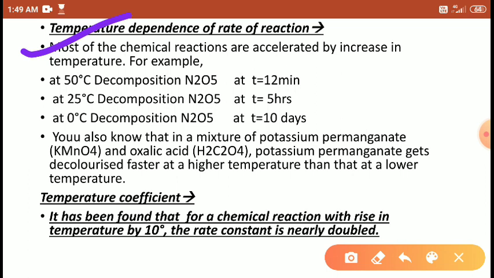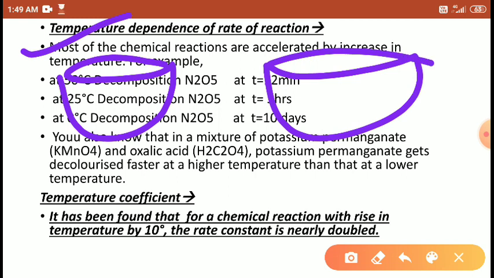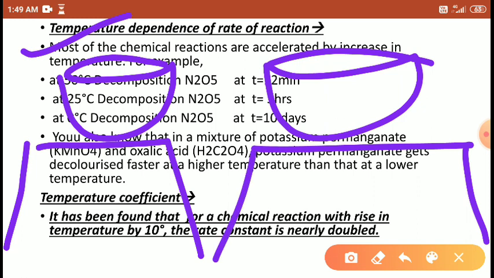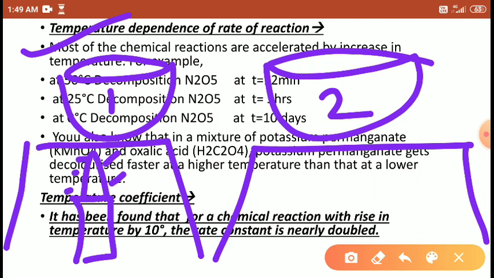Most of the chemical reactions are accelerated by increased temperature. It means, students, that temperature increases the rate of chemical reactions. For example, if you are cooking food with the same ingredients and the same utensil, the first one we are cooking with the help of a candle, and another we are cooking with the help of a gas stove.